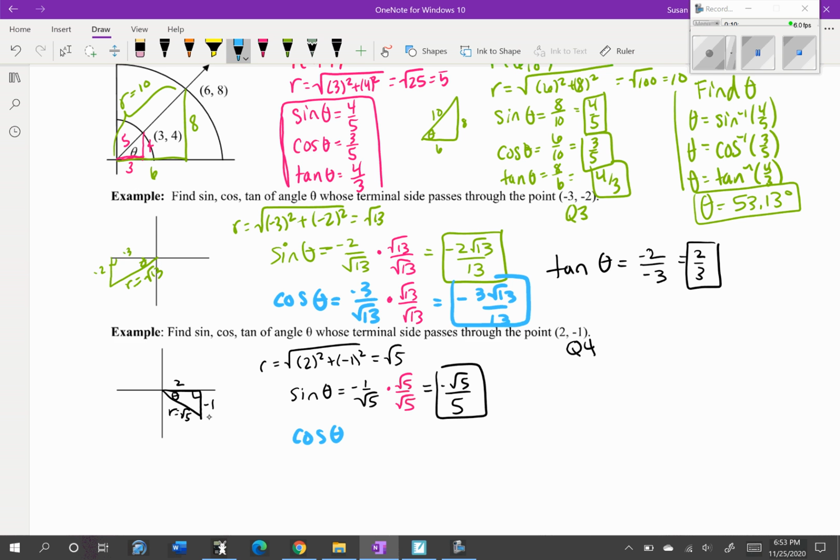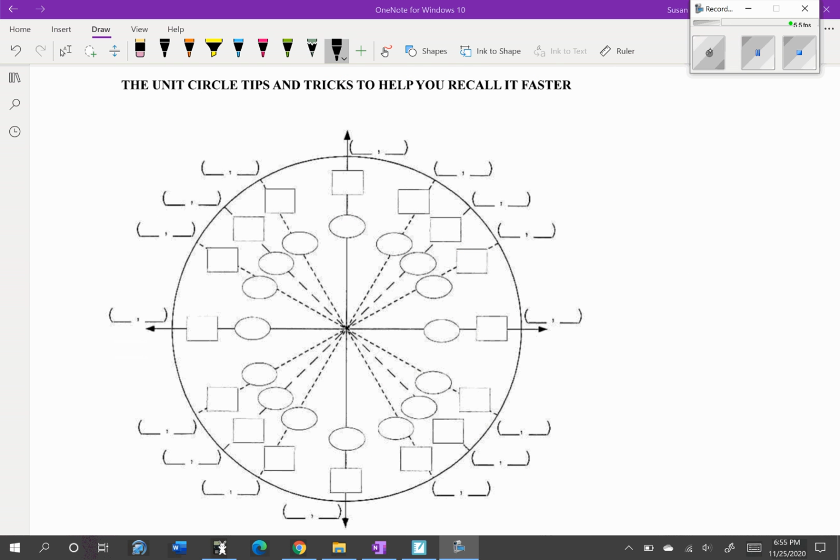Cosine of the angle would be equal to adjacent over hypotenuse. And then when we rationalize, multiply by root 5 over the square root of 5. And we end up with 2 root 5 over 5. And then the tangent of the angle is opposite over adjacent, so negative 1/2. And those would be all the values.